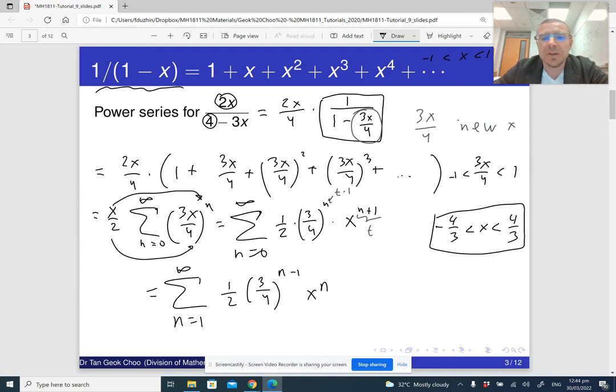So that's the answer. Strictly speaking, I would accept the answer in this form, but if you prefer a nice power series written with the summation symbol and with powers of n, then here is the answer.